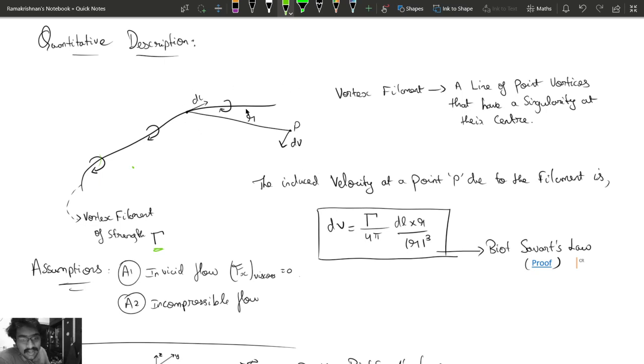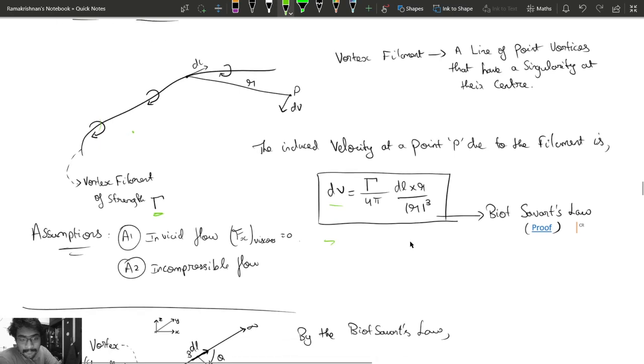So what we are trying to do is calculate the effect of this line filament, or this vortex filament, at some arbitrary point P, which is at a perpendicular distance r from this vortex filament. It is similar to the analogy we considered with a line charge. So the same Biot-Savart law applies here also. dv is the induced velocity due to this vortex filament, which is given by gamma over 4 pi times the same Biot-Savart law. It is of the same format.